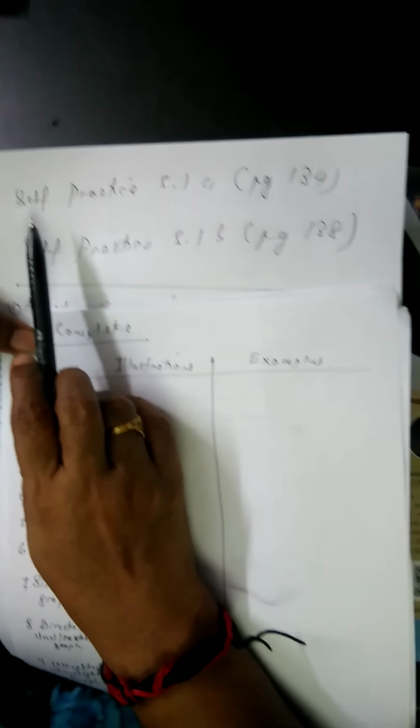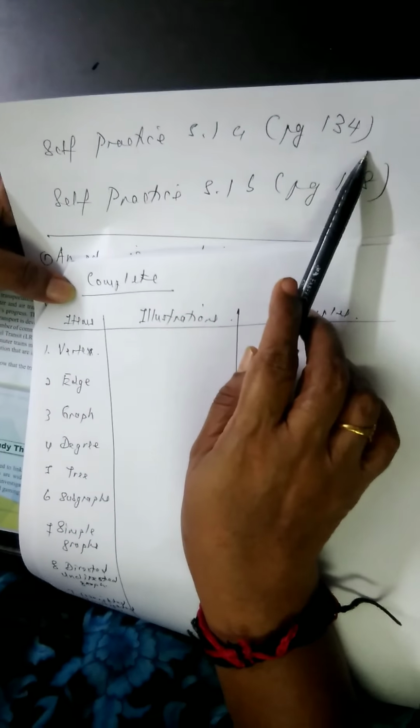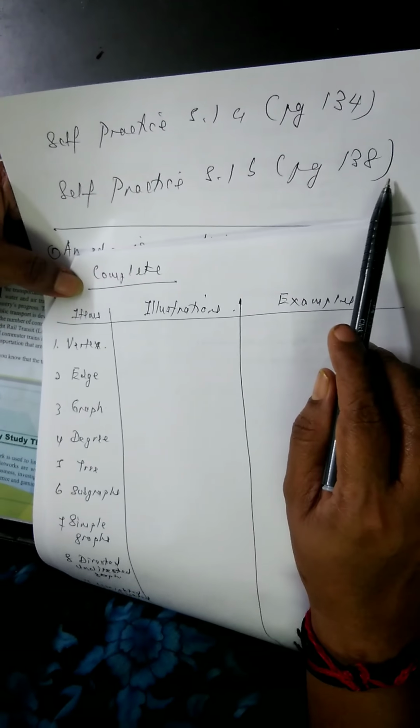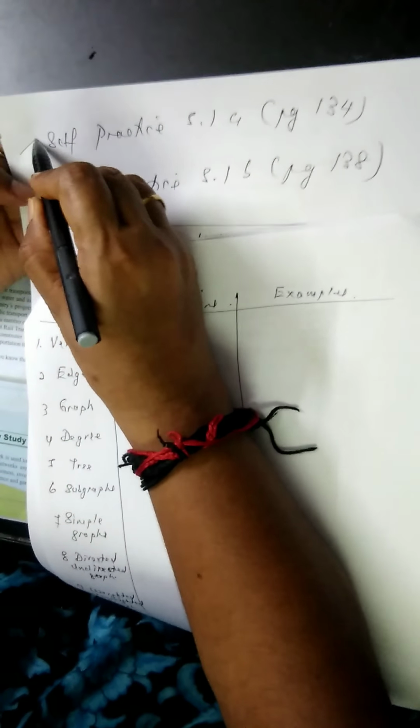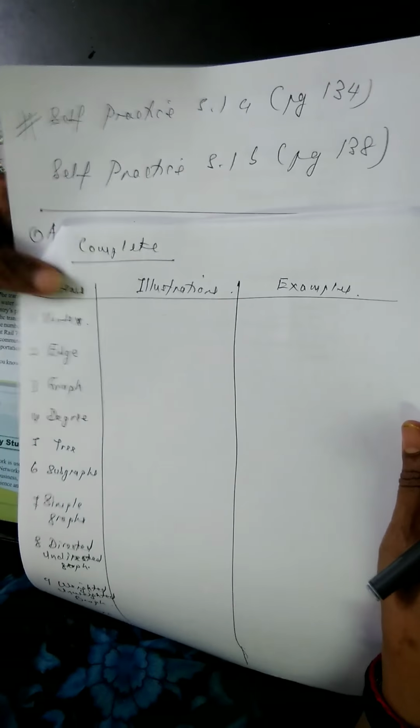So what you need to complete is self-practice 5.1a, which is on page 134, and self-practice 5.1b, which is on page 138. Probably you should try one first. If there are any questions or problems, please get in touch with me.